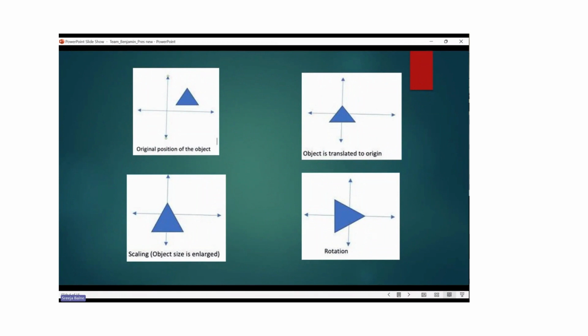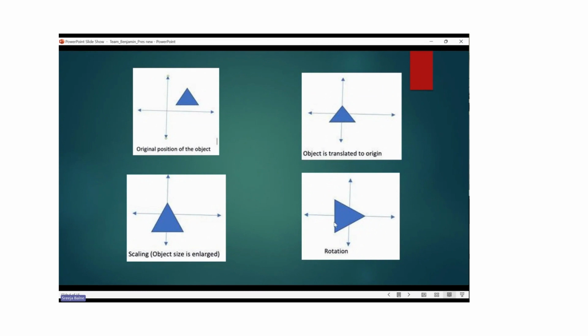Here we can observe an example. As I have previously mentioned, while we are performing any operation on a plane, we need to take the object with reference to the origin and then perform our scaling or any other transformation. Here, the image represents the original image. Then we have translated the object with respect to the origin, and then we have scaled that particular object. Here we can see the image has been enlarged, and then we have rotated it by 90 degrees.